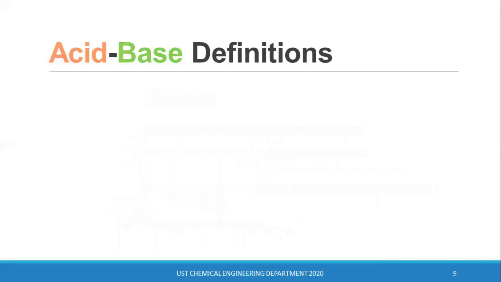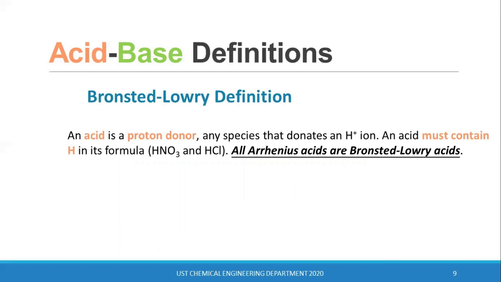Lastly, we have the Bronsted-Lowry definition. Here, an acid is described as a proton donor, or any species that donates a hydrogen ion, thus it must contain H in its formula. Examples are nitric and hydrochloric acids.